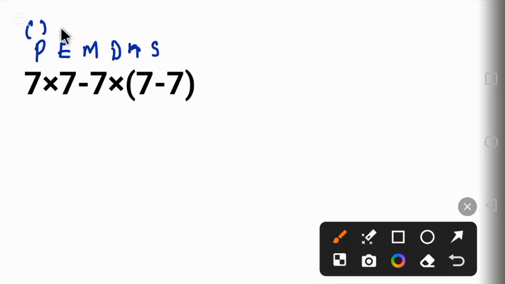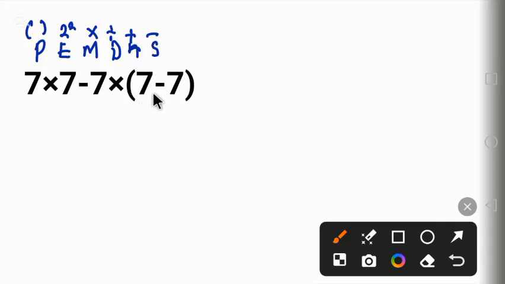The next one will be the exponent, which is something like 2 raised to power 2. And the third order, we are going to solve multiplication and division. You work from left to right. And the last one will be addition and subtraction. You work from left to right.